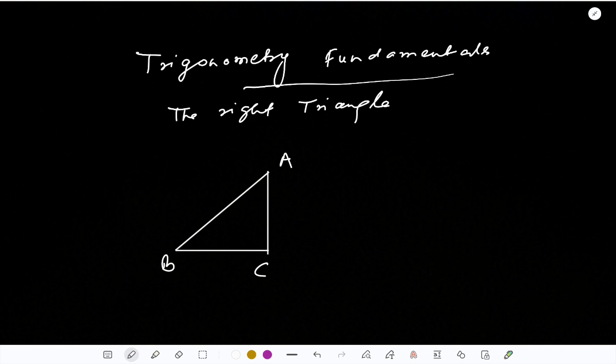You can see this is one of the basic mathematics chapters, Trigonometry Fundamentals. I'm going to discuss here, and I would like to start with the right triangle.